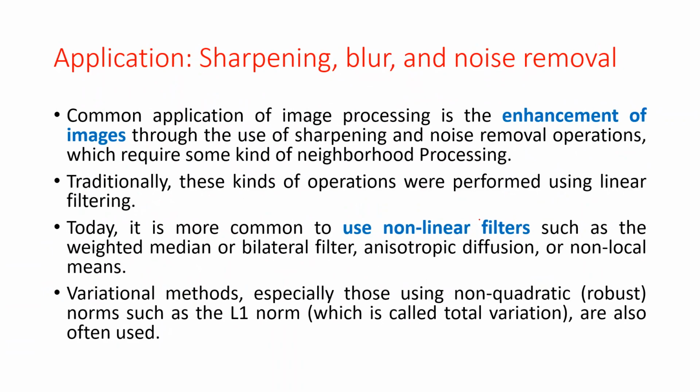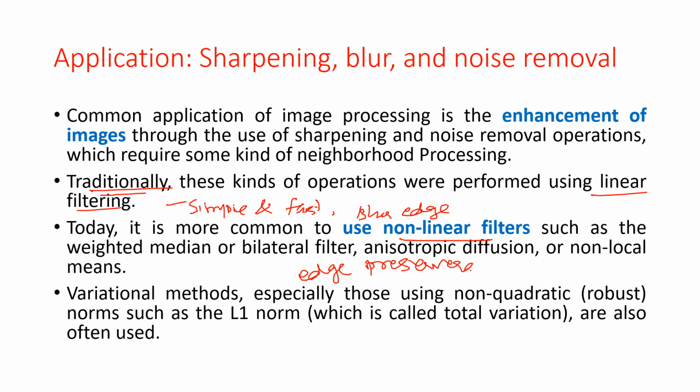Next we are going to see the applications such as sharpening, blur, and noise removal. The traditional approach is linear filtering. The advantage of linear filtering is that it is simple and fast. But at the same time, the limitation is that it will blur the edges, which is a drawback when processing images. The modern approach uses non-linear filters instead of linear filters, which is more suitable for edge preservation. Some other variational methods, like optimization problems, are also used nowadays.